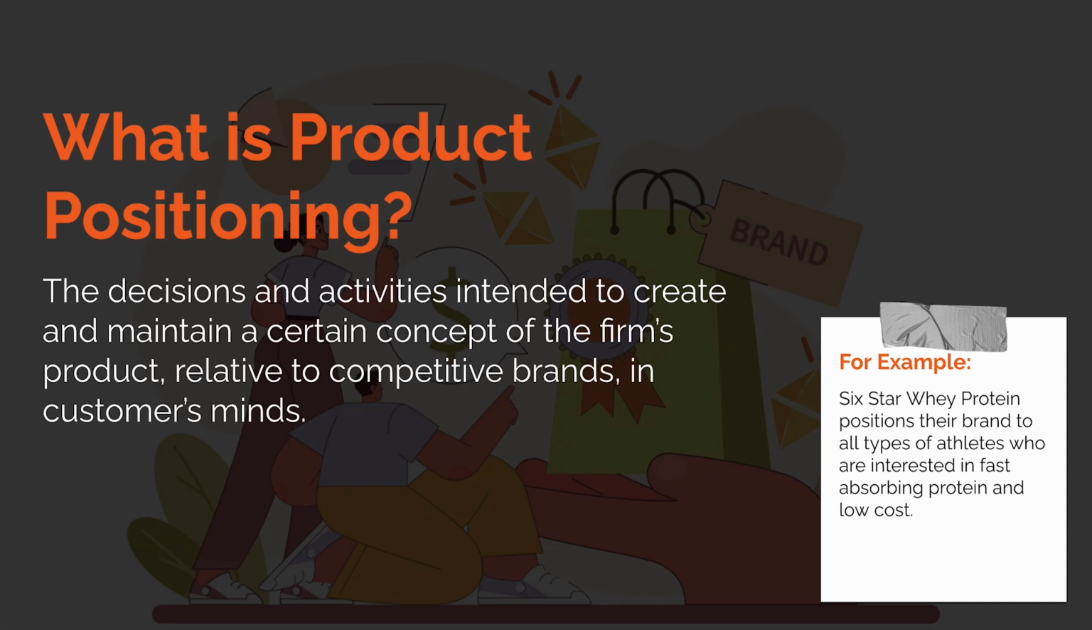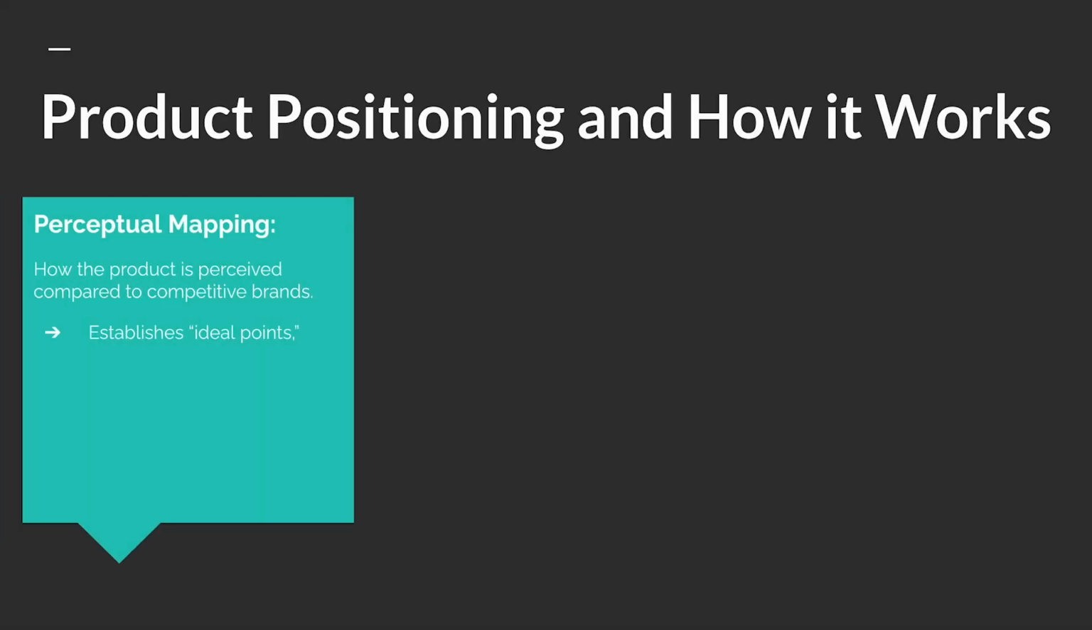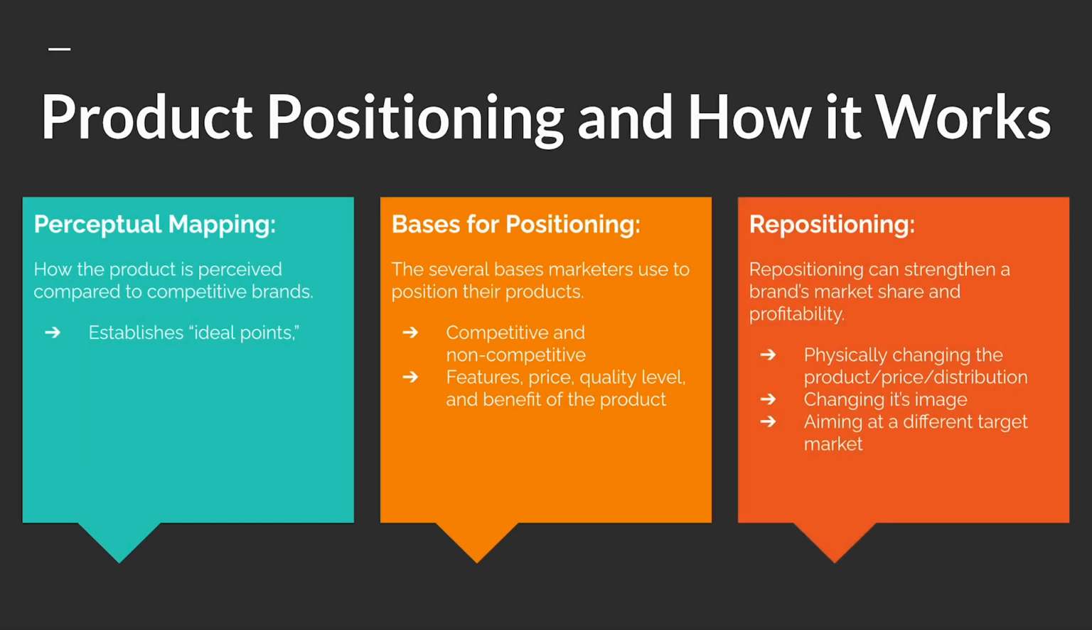For example, 6 Star Whey Protein positions their brand to all types of athletes who are interested in fast-absorbing protein and low cost. Product positioning and how it works. To start, perceptual mapping visualizes consumer perceptions and identifies ideal points, which are the features and qualities that customers desire. This helps marketers align their product with customer expectations.